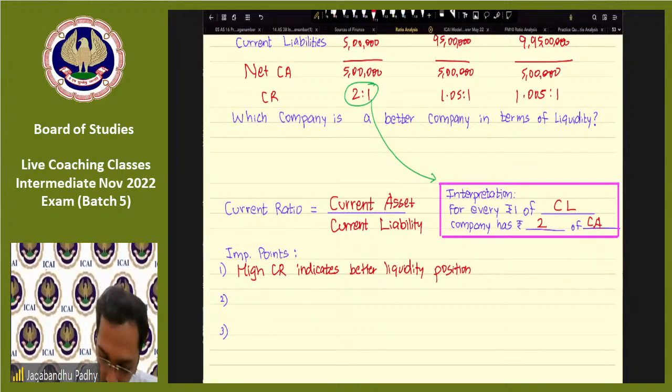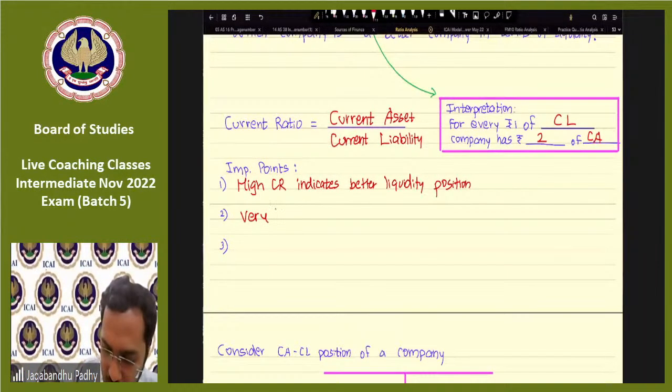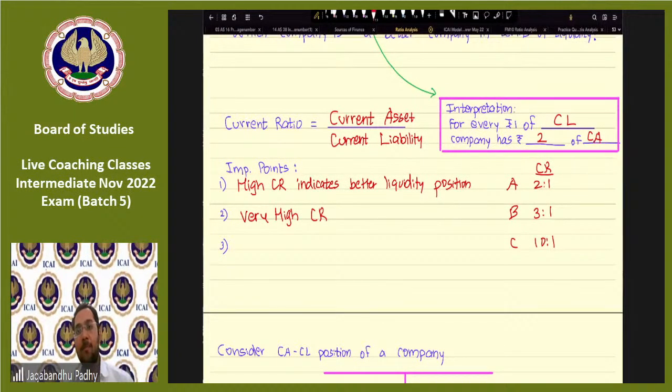But one second. If I tell you, so there is a very high current ratio. What does that mean? So for example, let's say we have company A, B, and C. Current ratio of A is 2:1. Current ratio of B is 3:1. Current ratio of C is 10:1. Can you tell me which of these three companies are better in terms of liquidity? Is it A, is it B, or is it C?